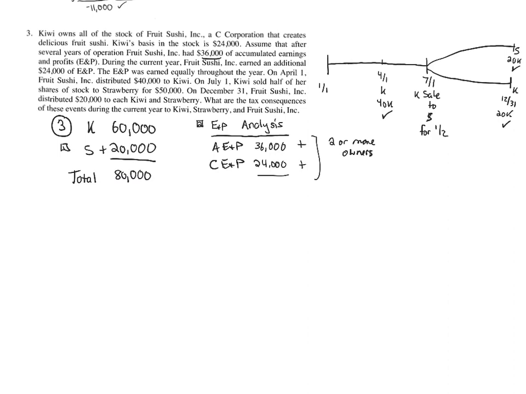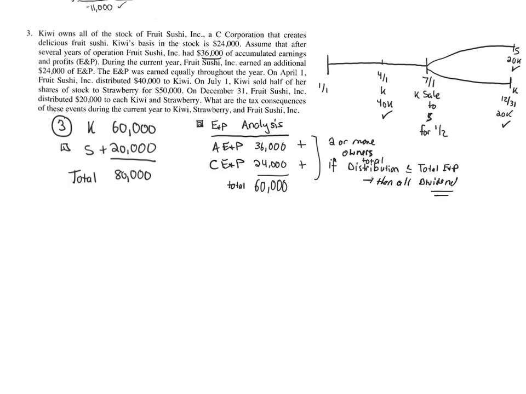If we have enough E&P, if we add these two numbers, we get $60,000 of E&P. If we have enough E&P to cover the distribution, we're good. Everything is just dividend. So if total distribution is less than or equal to total E&P, then it's all dividend. It's easy, right? All the distribution is dividend. That makes it a lot easier.